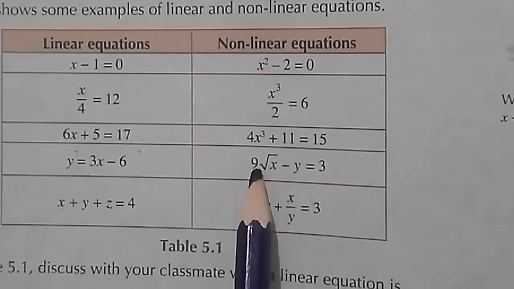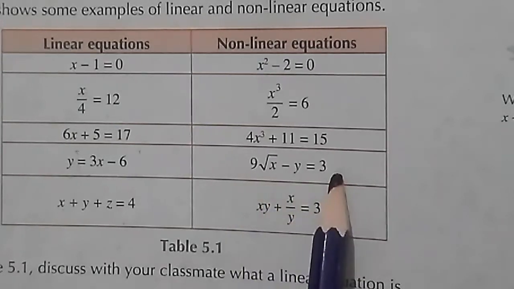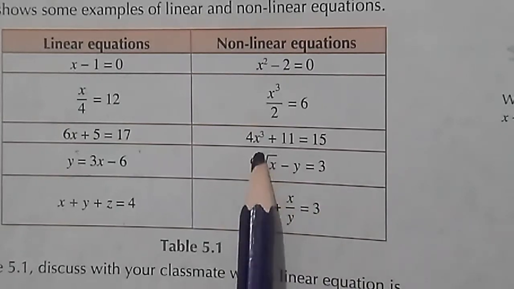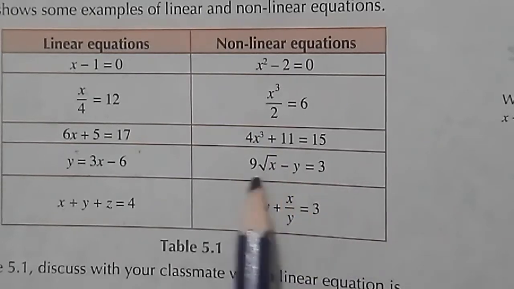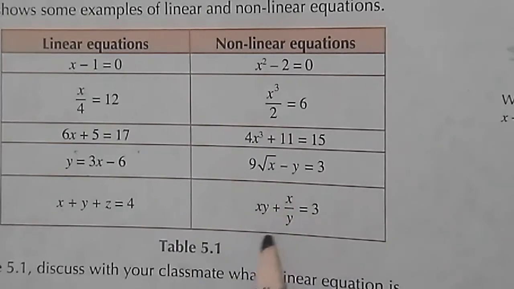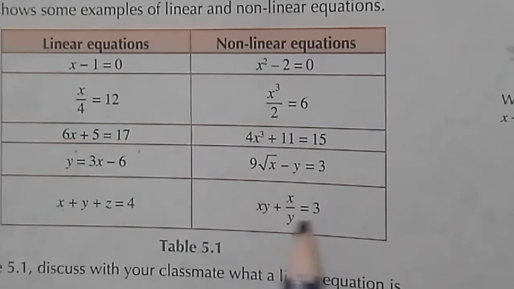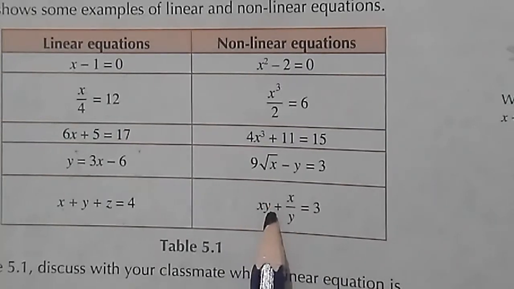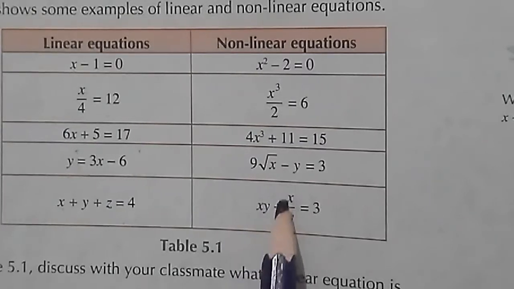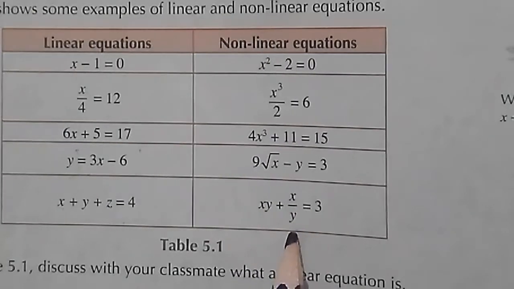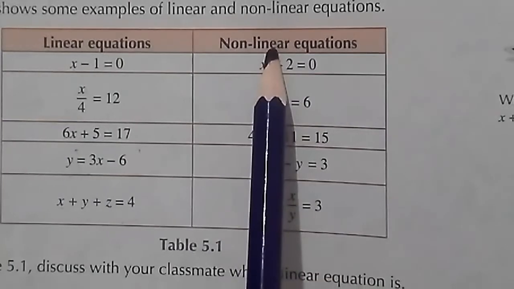Same now here 9 under root x minus y is equal to 3. Now we know that the power of under root is 1 upon 2. So that's why this is a non-linear equation. Here x into y plus x upon y is equal to 3. Now here again these two variables are multiplying with each other, and in this term these two variables are dividing by each other. So that's why this is a non-linear equation.